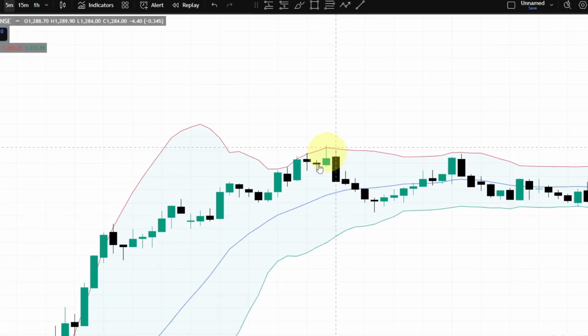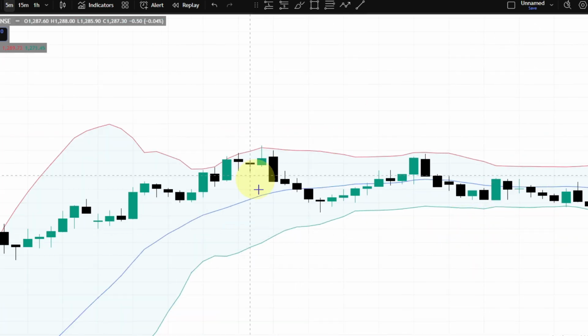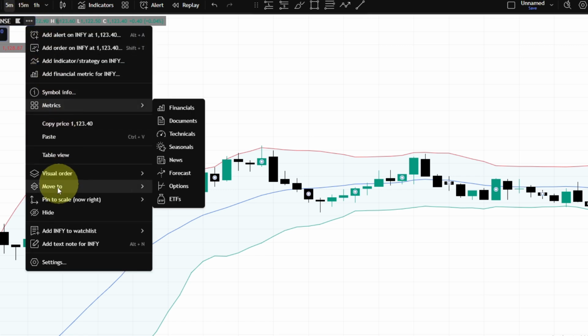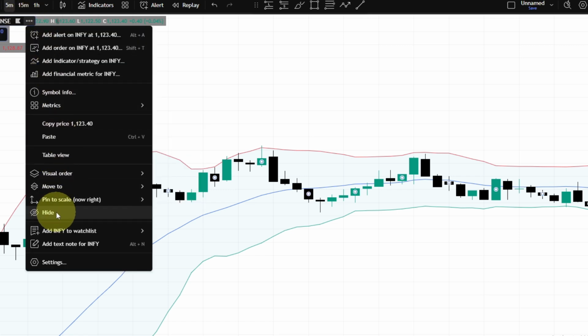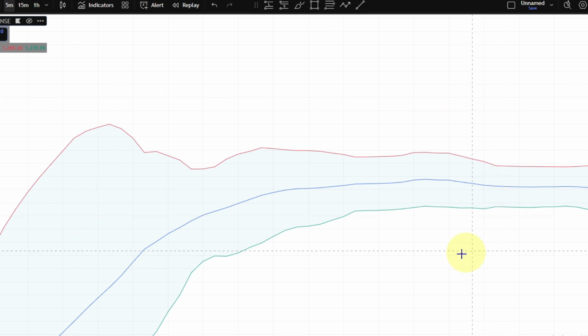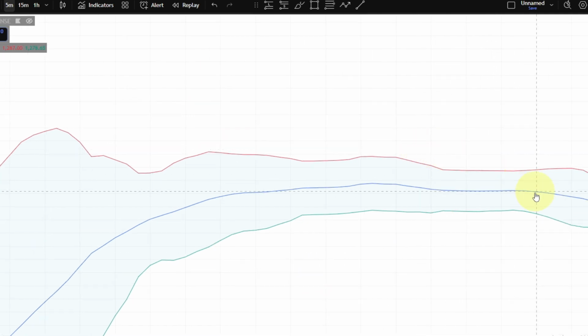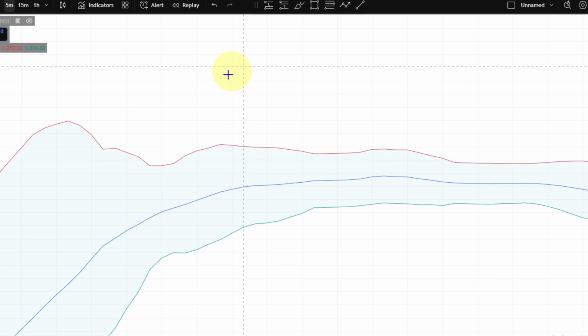Now, let's hide the chart and learn about this Bollinger Band first, and along with this, let's learn about our trading setup also. For doing this, we need to go here and hide the chart by clicking this option. Click on it, and now you can see our Bollinger Band is isolated. Now let's understand this Bollinger Band.